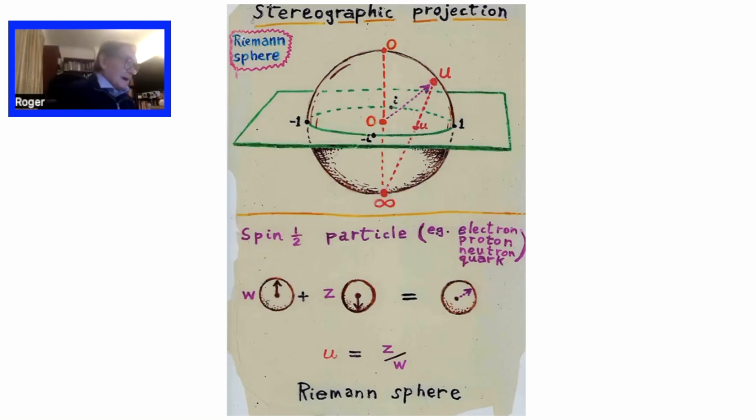You take the ratio W over Z and put it as a point on the complex plane, and then you stereographically project from the South Pole, and the direction out from the origin to that point gives us the direction in which the axis of the spin is. So you can see a clear geometrical connection between the complex amplitudes and the directions in space, which I've always found really beautiful, particularly for a spin-half particle.